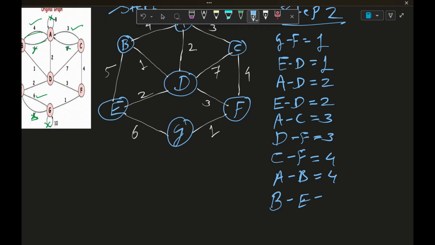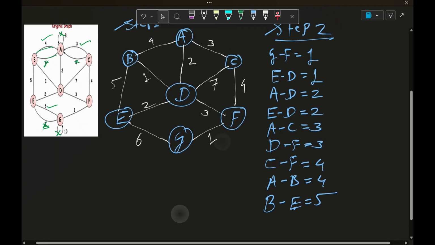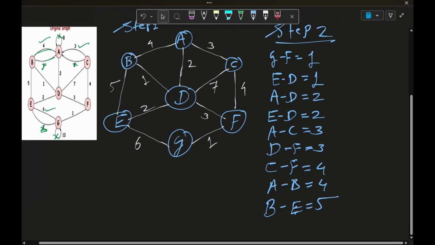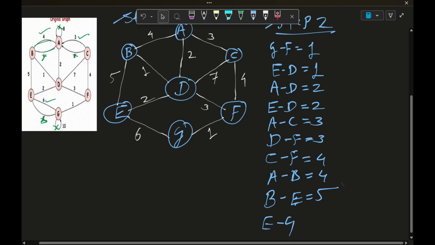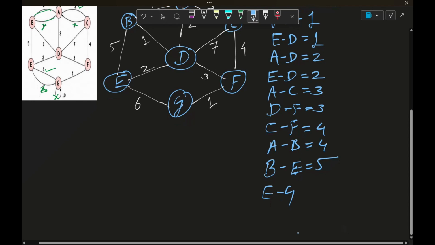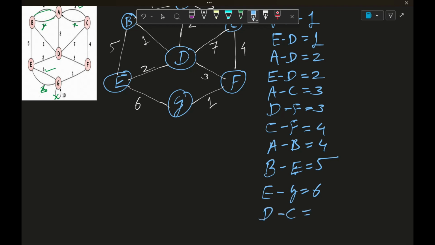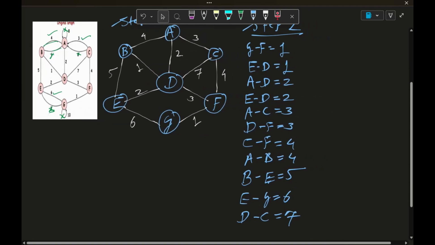BE has the weight 5. Okay. Then next for 6 we have again one more option. It's EG. You can see EG is 6 and DC is 7. So we have covered here all the edges according to their increasing order of weights.